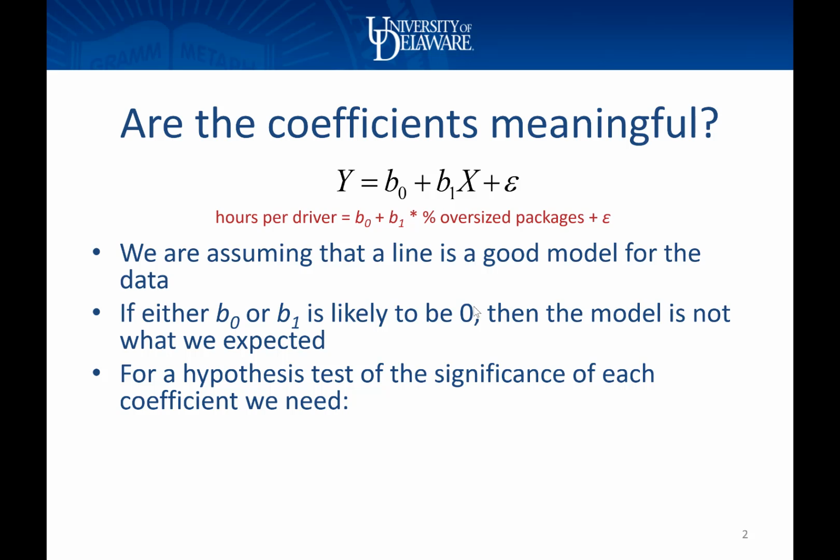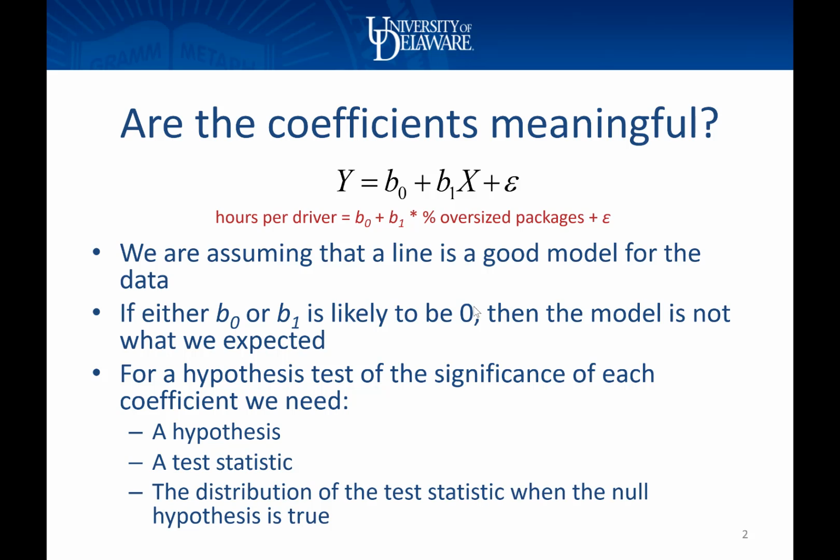For hypothesis tests of the significance of each coefficient, we're going to need the same things that we needed for any other hypothesis test. We need a hypothesis, a test statistic, and the distribution of that test statistic when the null hypothesis is true. These are all the same tools we've needed before. We needed to know, are we testing to see if something is equal to 6? Are we testing to see if two things are equal to each other? We need to know what quantity we're going to calculate in order to do that test. And then we needed to know something distributional about that quantity.